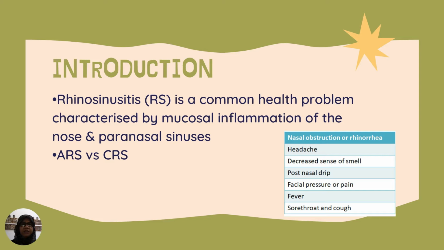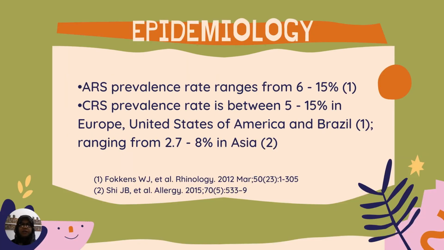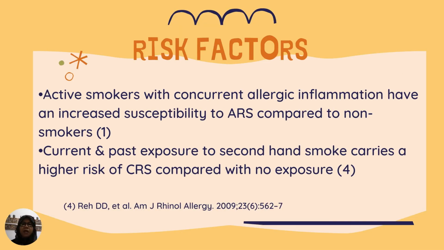Rhinosinusitis, basically, it is inflammation of the mucosal lining in the nose and also paranasal sinuses, which can be divided into acute and also chronic rhinosinusitis. It is characterized by nasal obstruction, headache, hyposmia or anosmia, post-nasal drip, fever, facial pain, and even sore throat and cough. Acute rhinosinusitis, the prevalence ranges about 6 to 15%. As for chronic rhinosinusitis in Asia, it is about 2.7 to 8%.